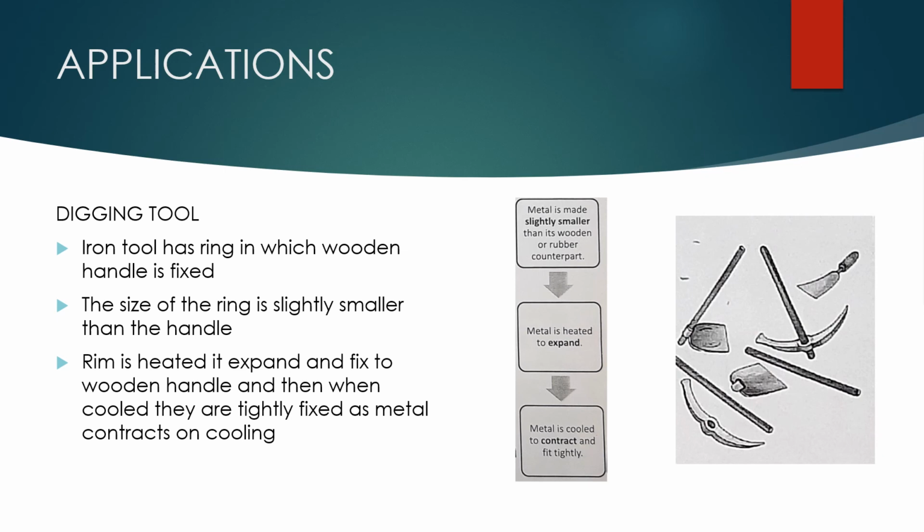Expansion and contraction of metals have applications. For example, in digging tools, an iron tool has a ring in which a wooden handle is fixed. The size of the ring is slightly smaller than the handle, so under normal conditions it will not fit onto the wooden handle. So the rim is heated. When it is heated it expands and is fixed to the wooden handle. Then when cooled, they are tightly fixed as the metal contracts on cooling. So this is used in manufacturing these tools.